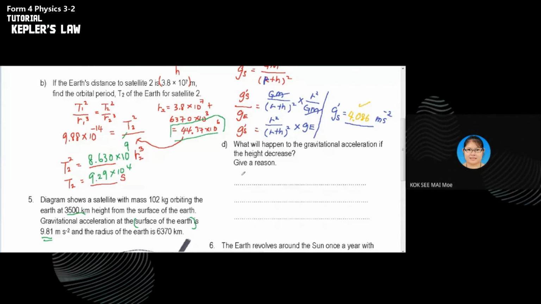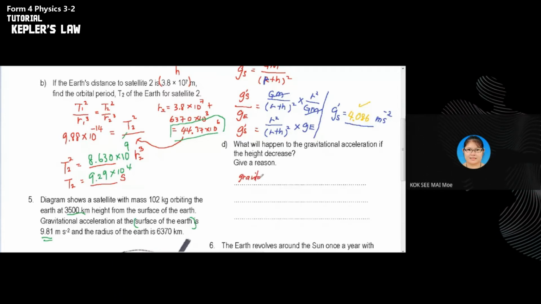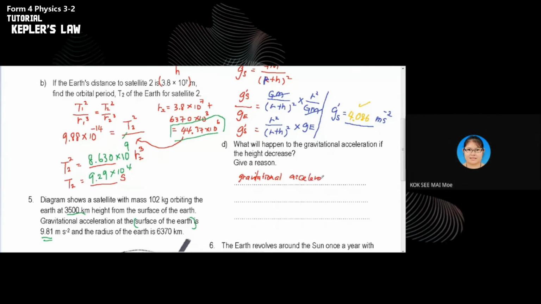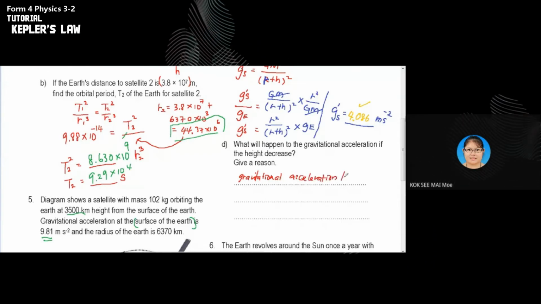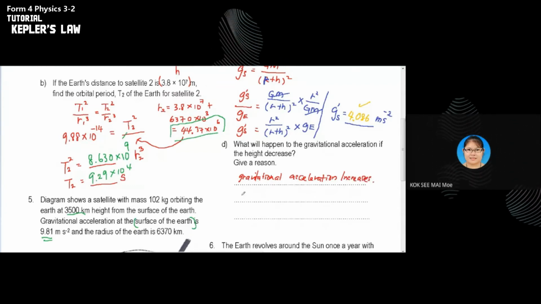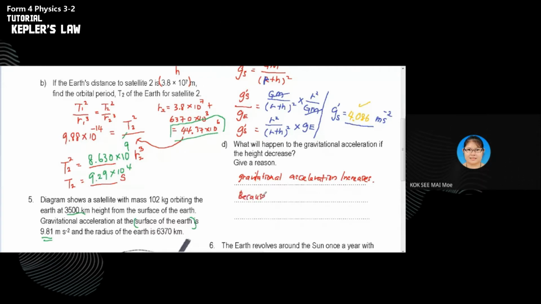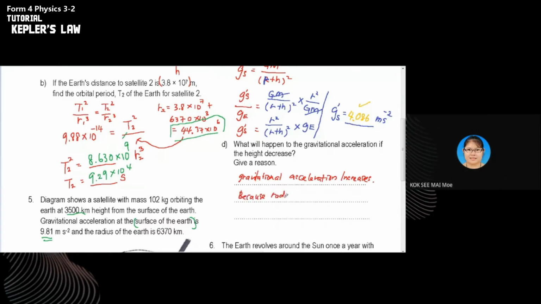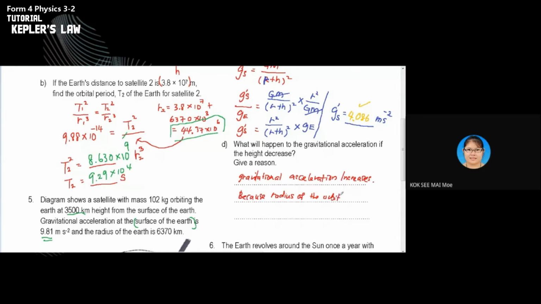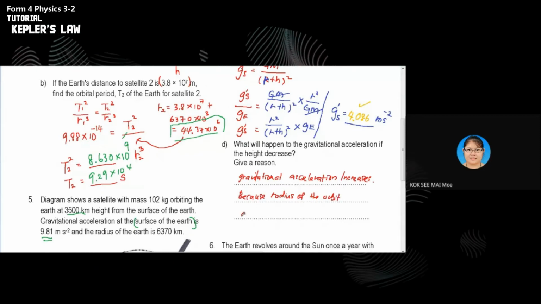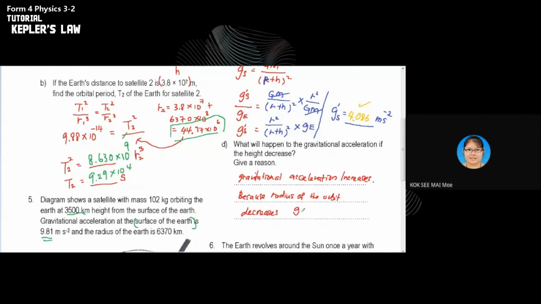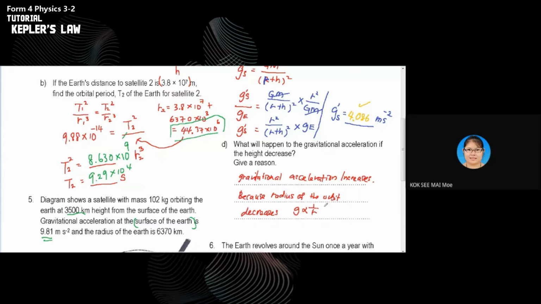So from here we can say the gravitational acceleration increases. What's the reason? The reason is because the radius of the orbiter decreases. So that means g is inversely proportional, 1 over R.